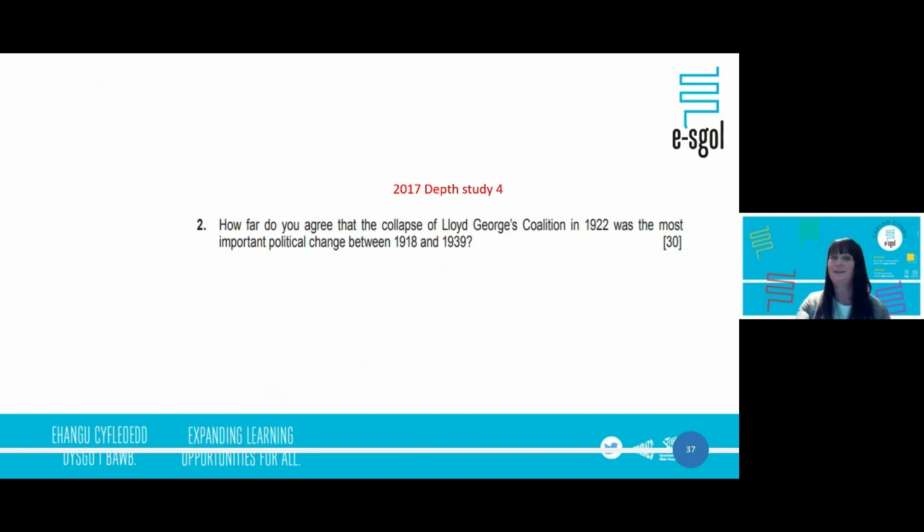So you've got 2017 Depth Study 4 here. How far do you agree that the collapse of Lloyd George's coalition in 1922 was the most important political change between 1918 and 1939? So think about what you would be zooming into if this was a question that you had, okay? Obviously the dates, your time frame, obviously that question, how far do you agree? They need that judgment. Was it the most important political change? That needs to be addressed. And was it Lloyd George's coalition or was it something else? You need to think of other things to base your essay on as an argument.